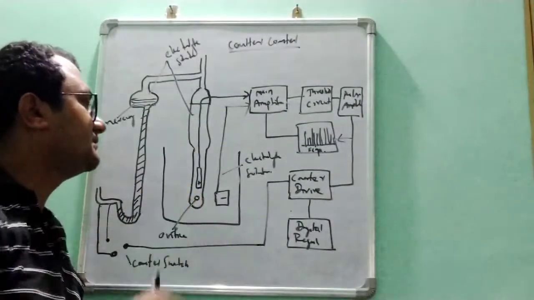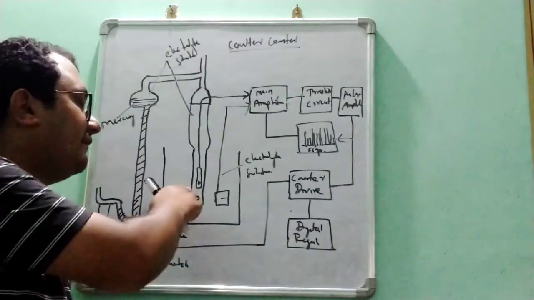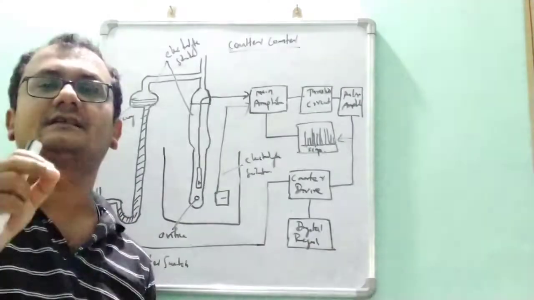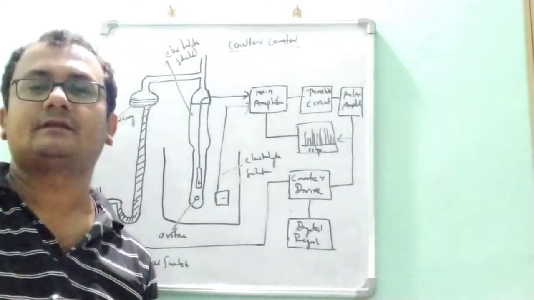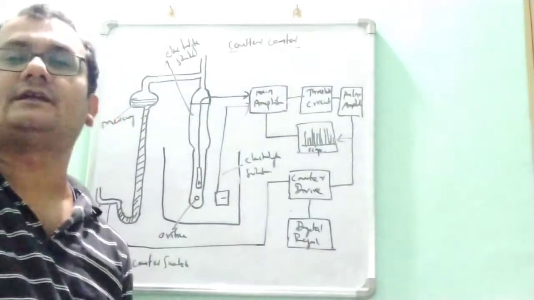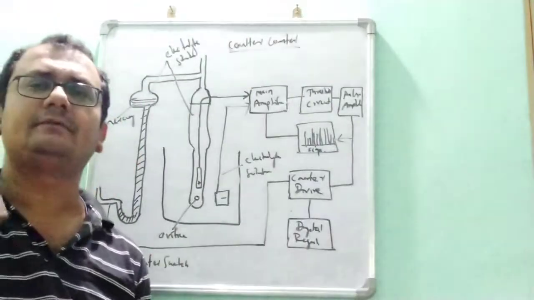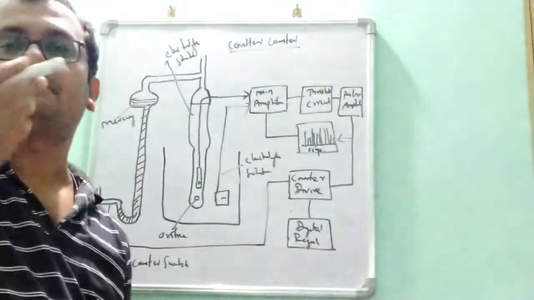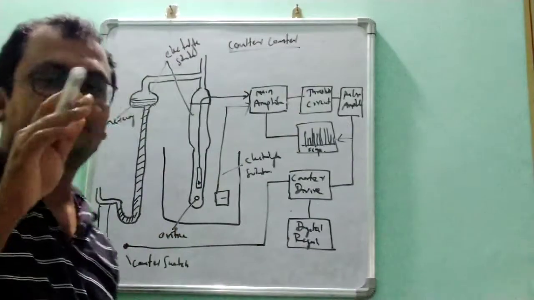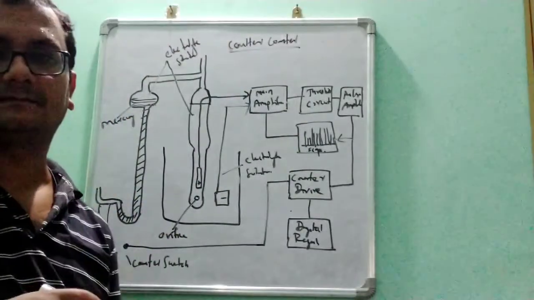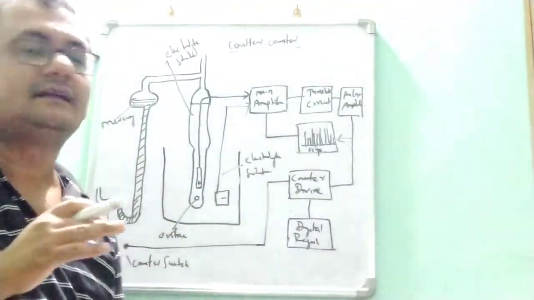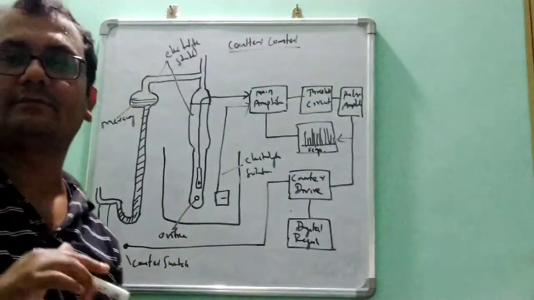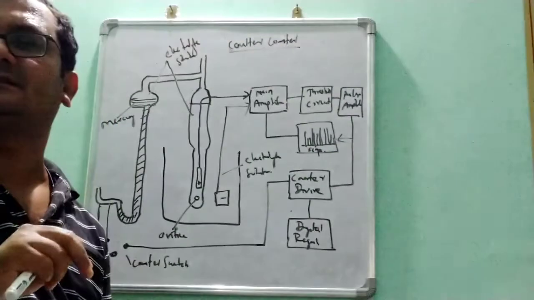Particles will try to enter this orifice, and when the particles pass through the orifice, they will displace the same amount of volume of fluid or liquid. That volume will be measured, and immediately when the particle is passing, due to the change in charge, it will also record the particle volume. So two things it will measure. One is how much volume is displaced.